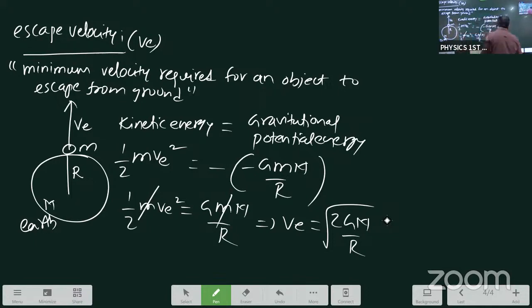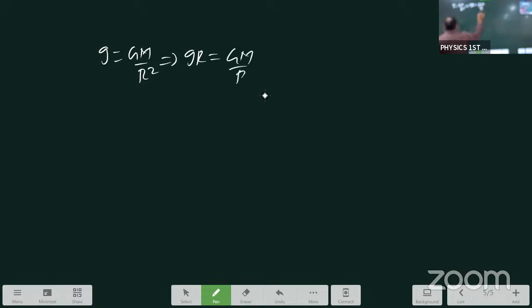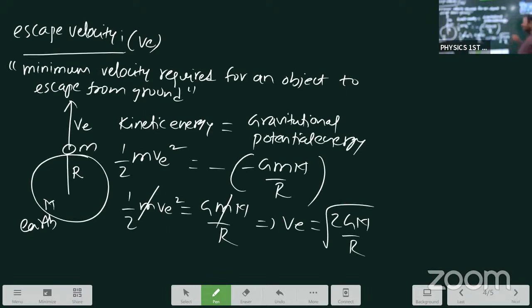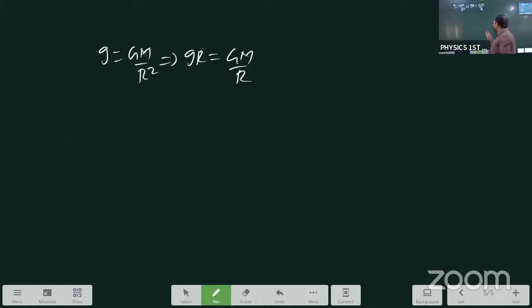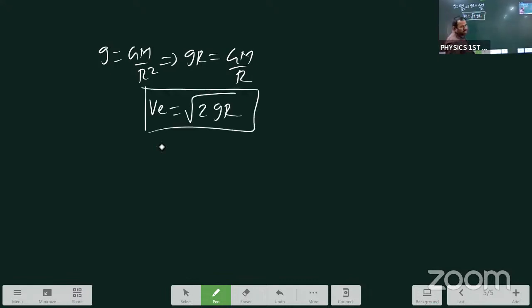After that, same like the previous model only, small g equals GM by r square. This one we are writing: gR equals GM by R. Everywhere you write GM by R, what is the capital G in terms of small g. So GM by R equals gR. This equation becomes under root of 2gR. This is escape velocity.